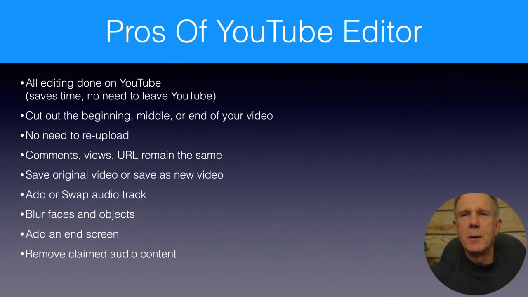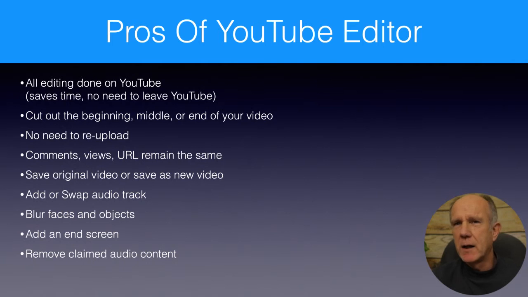Or maybe you got a copyright claim or privacy claim from somebody that's in the video, then you can just blur them. You can also add an end screen. So if you forgot to add an end screen, you can do it with the YouTube video editor.